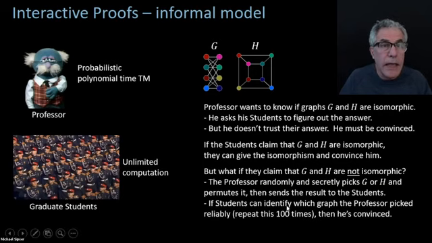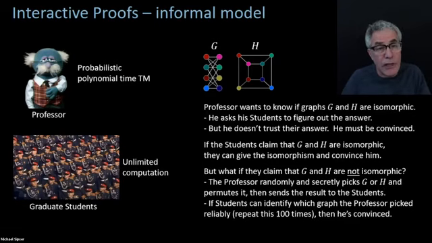So the professor randomly and secretly picks G or H, uses probabilism, flips a coin, just a two-sided coin, and says, okay, sometimes I'm going to do G, sometimes I'm going to do H, just completely at random. And then with some more randomness, finds a random permutation of the one that he picked, and then sends that over to the students and says, which one did it come from?